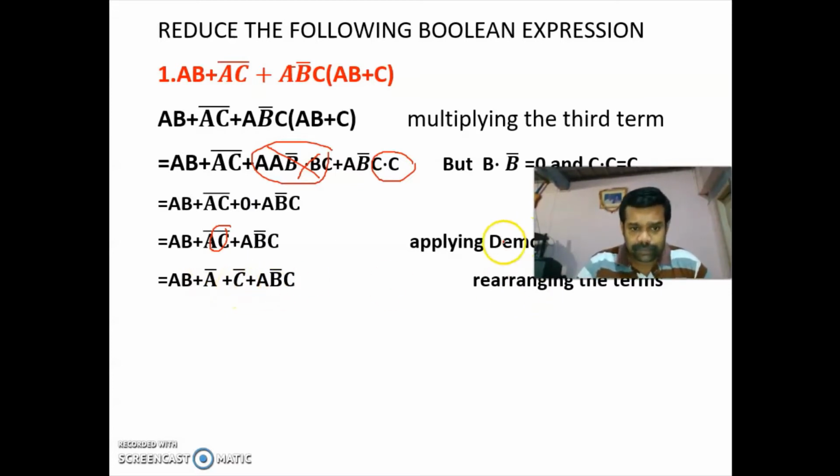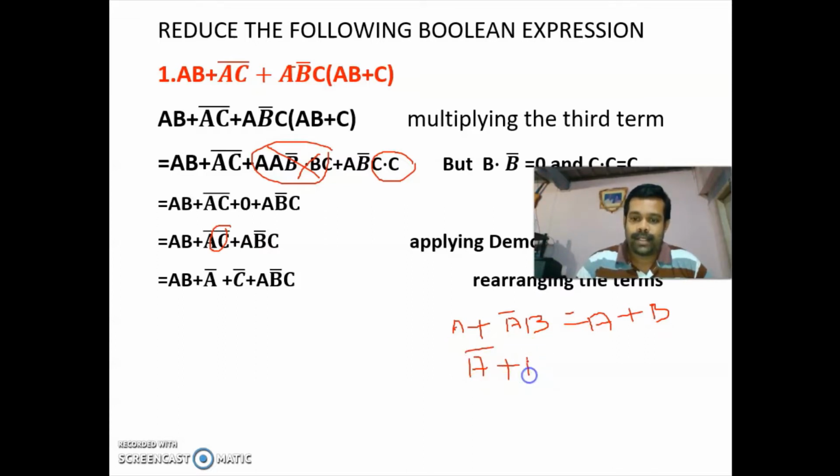Now we have to rearrange. That is, A plus A bar B is equal to A plus B. Similarly, A bar plus AB is equal to A bar plus B. So in the place of A you are having A bar, in the place of A bar you are having A.